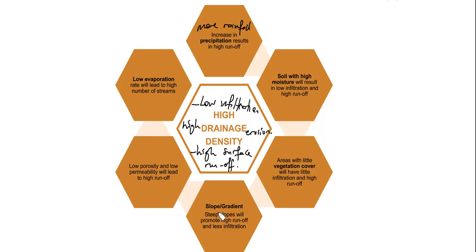Then slope or gradient. Steep slopes allow more runoff and less infiltration, because if you put water where it's steep, the water will quickly slide or flow. But if we put it in a gentle place, like on a flat table surface, the water will stay there and try to find if it can sink or not. Now, areas with little vegetation cover have little infiltration and high runoff.